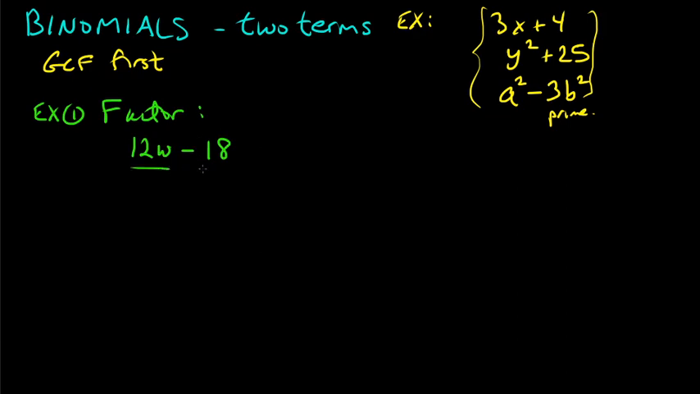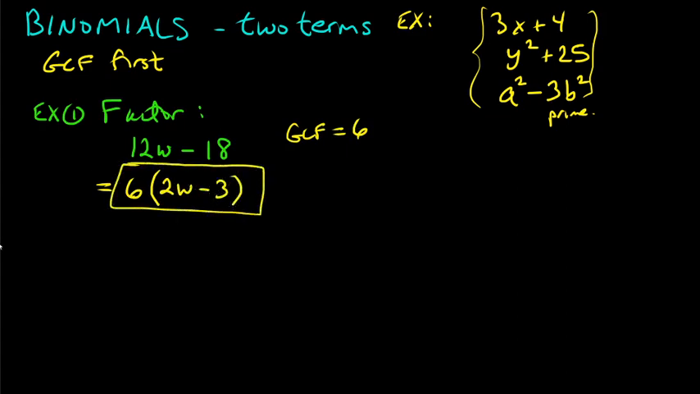Okay, so there's only two terms. It's just a binomial, right? And the GCF here, well, hopefully it's obvious by now. Should be 6, right? So when you factor out the 6, you're left with 2w minus 3. And that's it. Right? So, yep, sometimes they are just that easy. Although it doesn't have to be easy if you get confused, right?